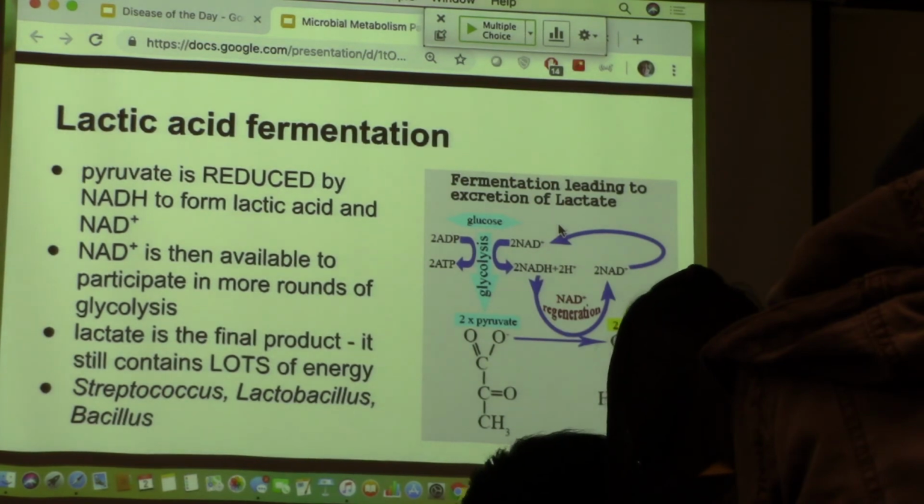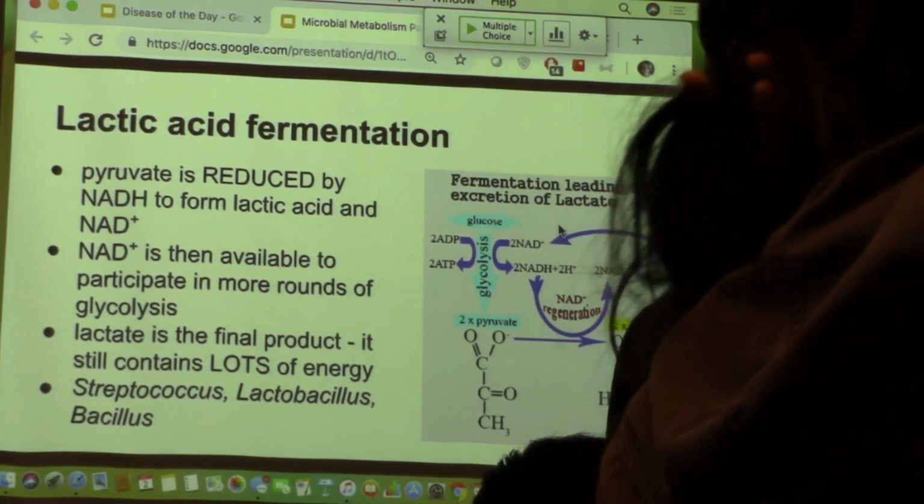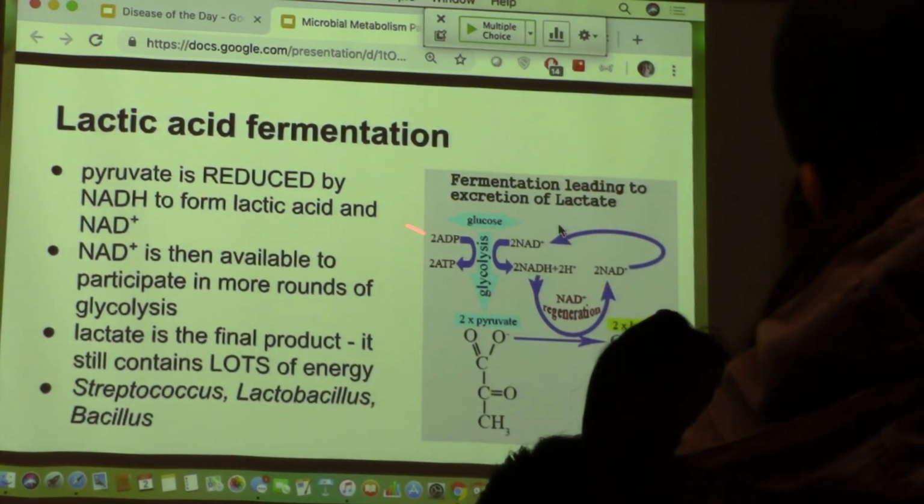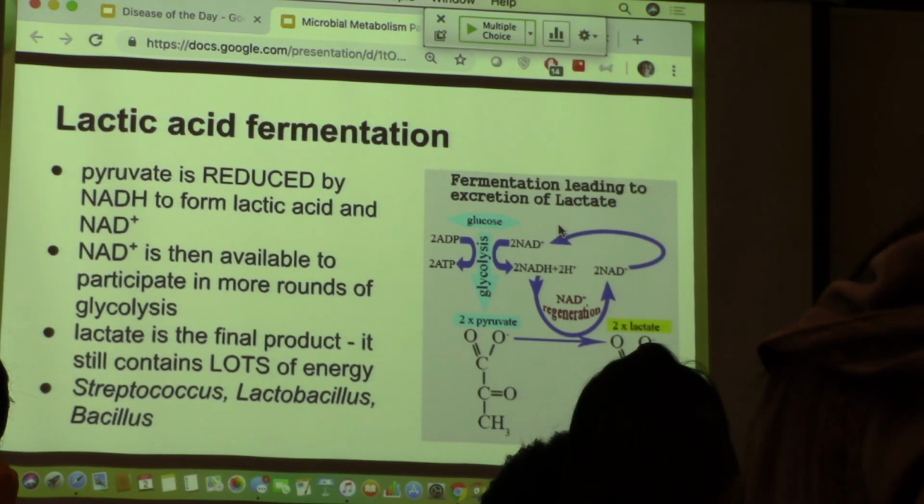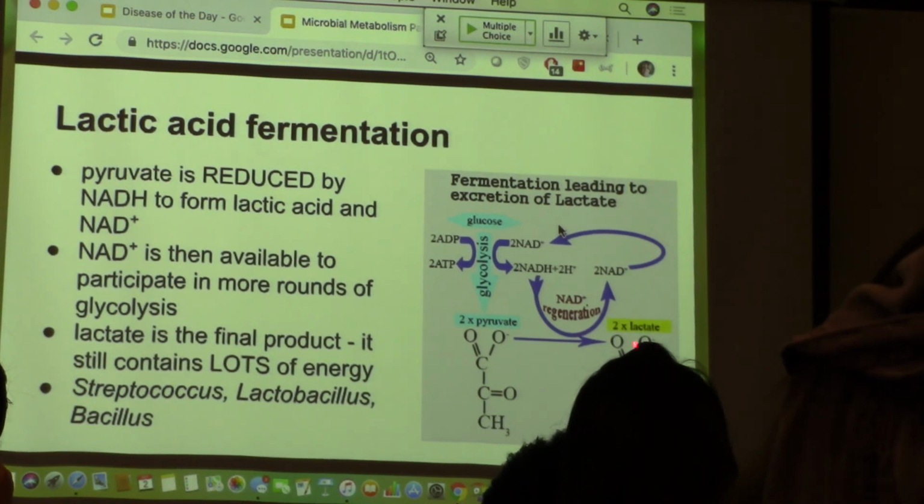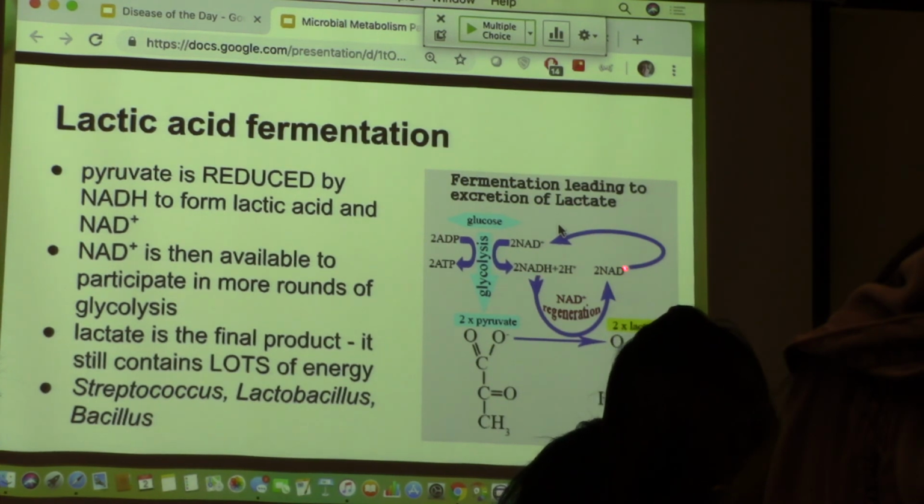All right, so I've got more pictures of kind of the same process here for you to look at. Here's lactic acid fermentation. Here's glycolysis, glucose going to pyruvate, and here's our pyruvate molecule, which we're going to convert to lactic acid. See how this carbon is being reduced? Because this gets reduced, we're oxidizing NADH to form NAD+, and now this can go back and participate in more rounds of glycolysis. Streptococcus, Lactobacillus.